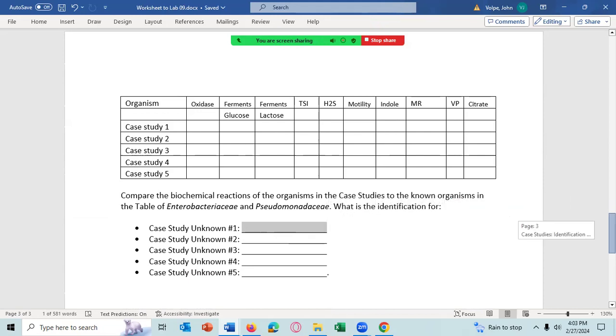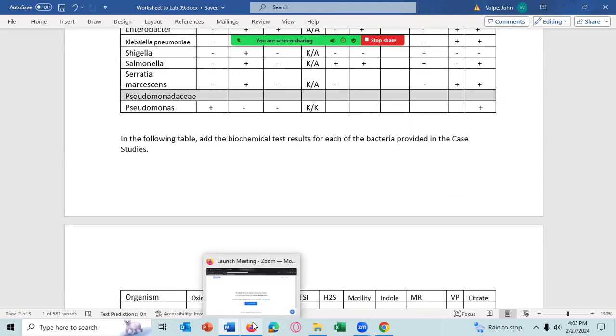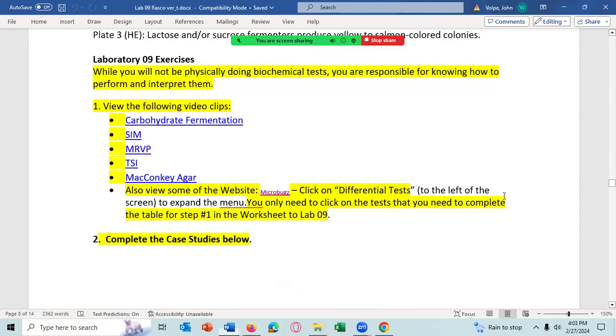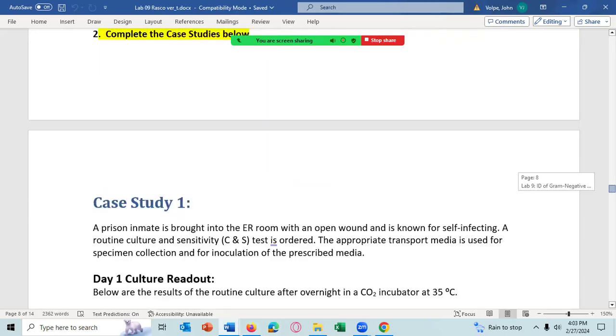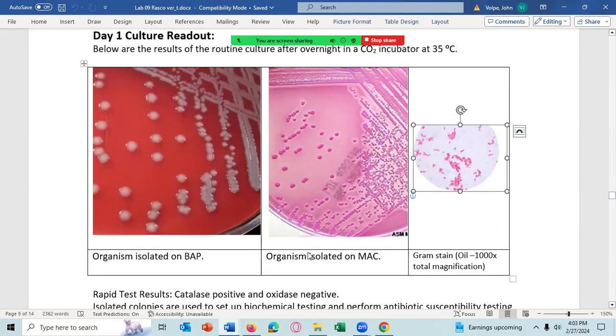All right, let's take a look at the case studies. Let me show you where you can, well, actually, in this case, I have the case studies in the lab module. So let's go back to the lab module. Case study 1 here. You can read about the case right here. These are the different tests being run. It does tell you the organism isolated on BAP. You can get the hemolysis test here, as well as characteristics of the bacteria.